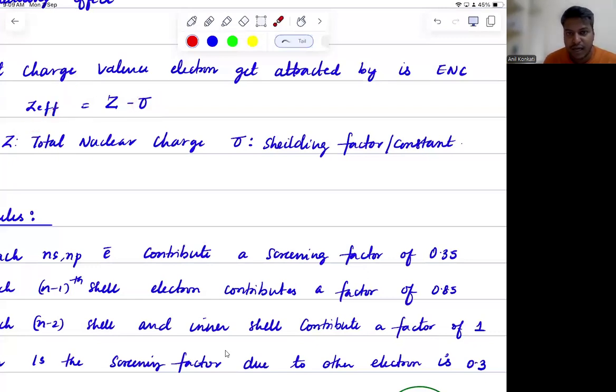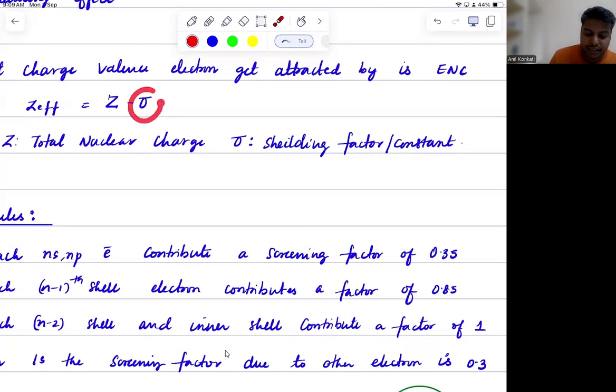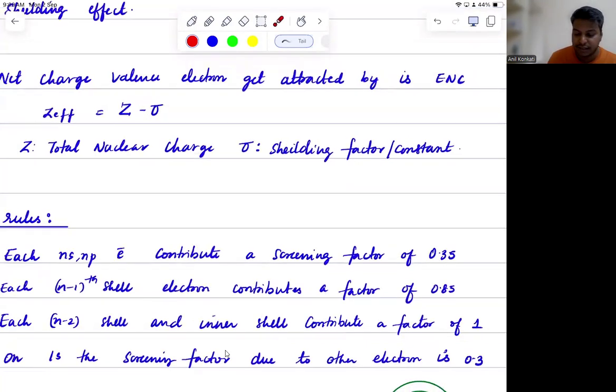For example, iron has 26 protons. So will the last electron receive the same attraction of 26 protons? No. That means there is something lost in between. How much of that attraction is lost? That is called the screening factor. Are they clear?